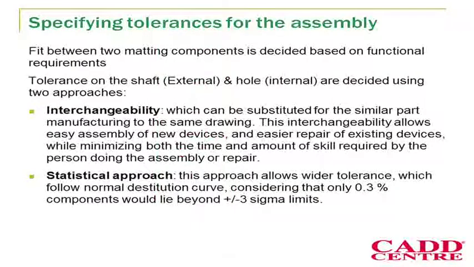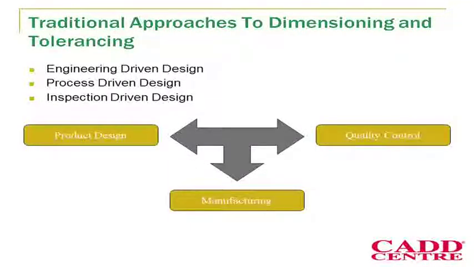In case you want to apply tolerances for the assembly, we can apply in 2 ways. We call it the interchangeability function or the statistical approach function. Both these things we will discuss in detail at a later stage. Traditionally, when you want to apply a dimension and tolerance, it can be done in either of these 3 ways. Engineering driven design, where the tolerance is normally applied by the design engineer, or when you create a process design, where the tolerance values are actually specified by the production manager or the production engineer. When it goes for an inspection driven design, the tolerance values are normally specified by the quality inspectors.